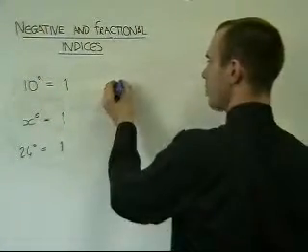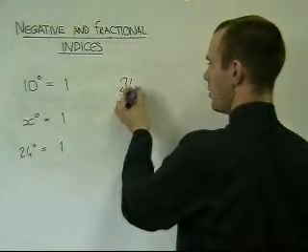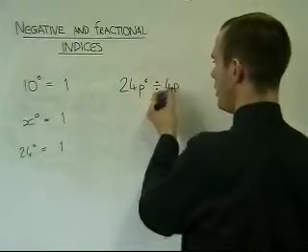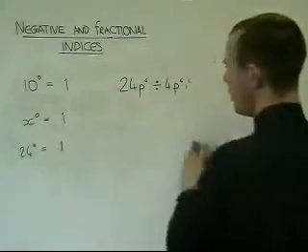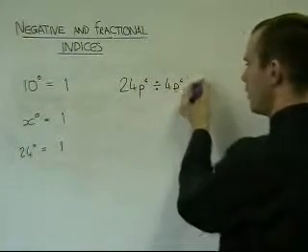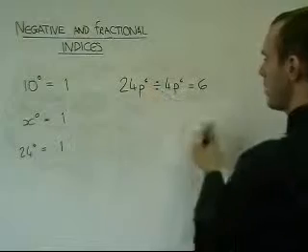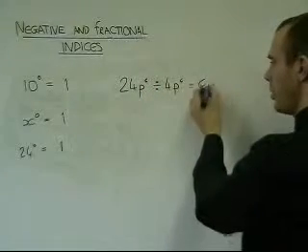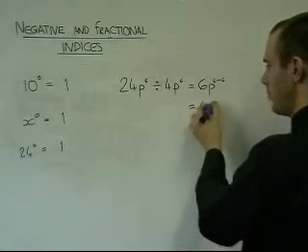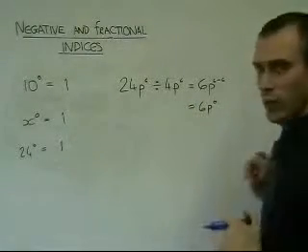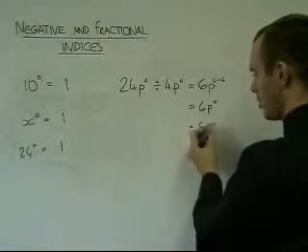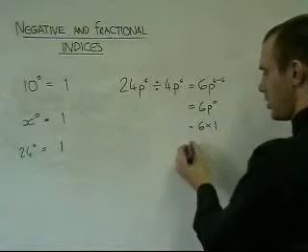For example, 24p to the 6 divided by 4p to the 6 includes quite a few different things here. First of all, 24 divided by 4 will be 6. p to the 6 divided by p to the 6 will be p to the 6 take away 6, or p to the 0. As we just found out, anything to the power of 0 will become 1. 6 times 1. In this case, 6 times 1 is 6.